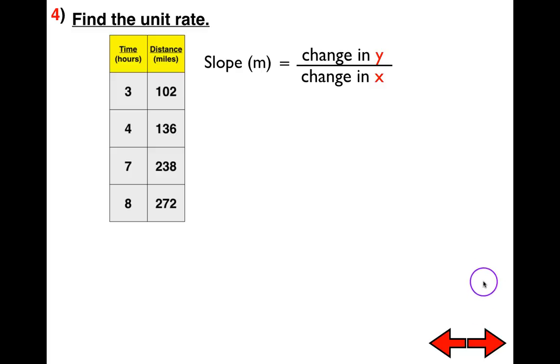For number 4, again, I want you to go ahead and pause the video and try this one on your own.